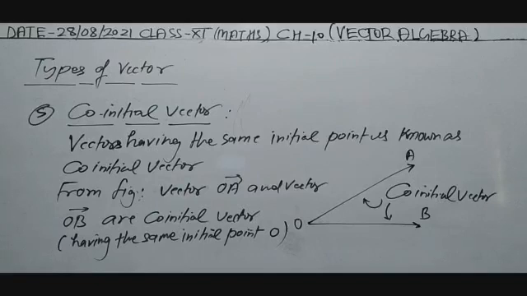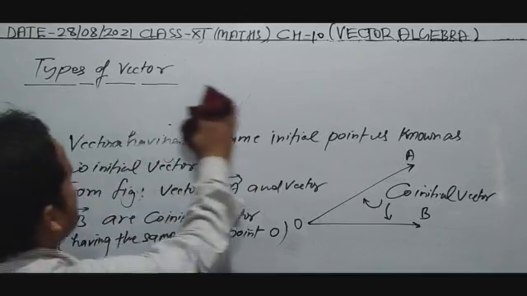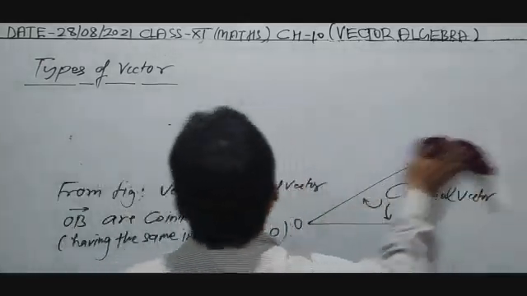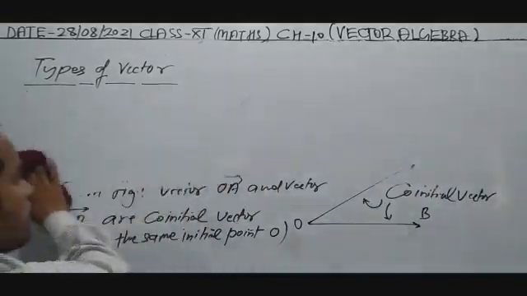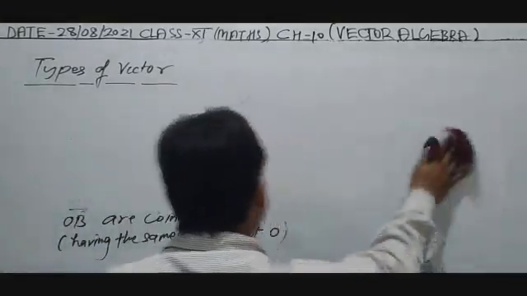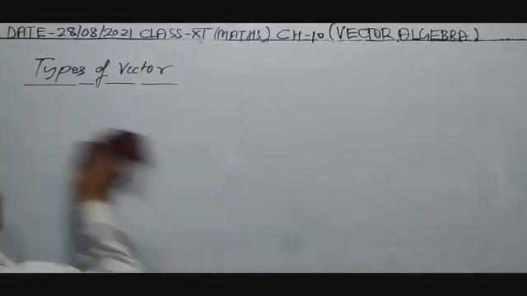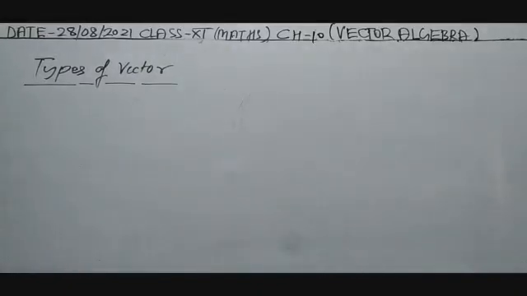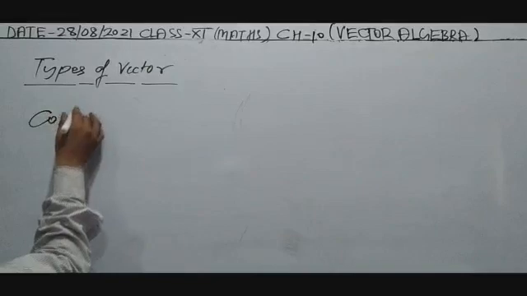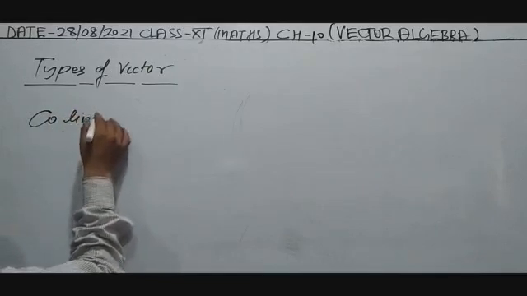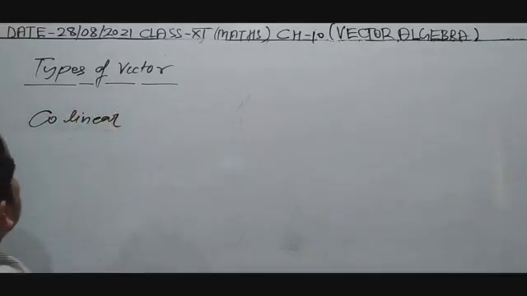Now come to the next definition. The next definition is collinear vectors.